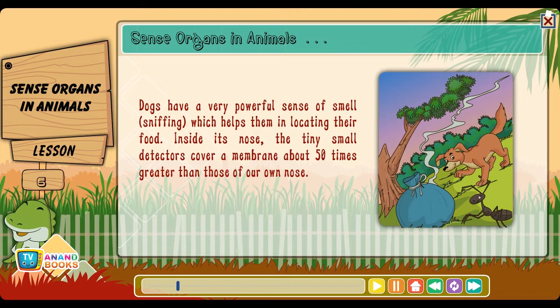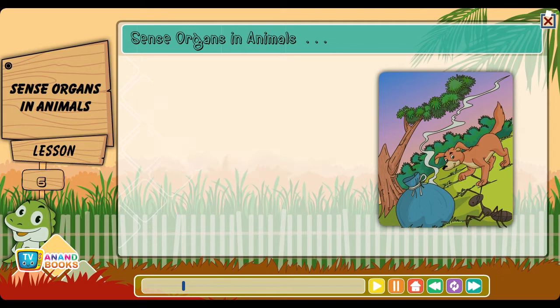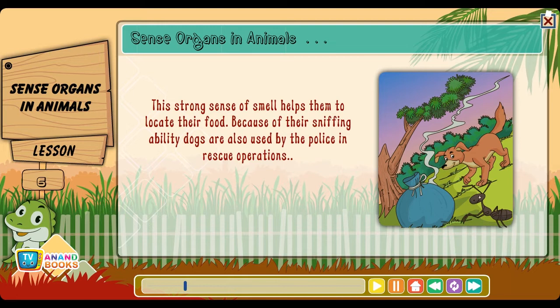Dogs have a very powerful sense of smell, sniffing, which helps them in locating their food. Inside its nose, the tiny detectors cover a membrane about 50 times greater than those of our own nose. This strong sense of smell helps them to locate their food. Because of their sniffing ability, dogs are also used by the police in rescue operations.